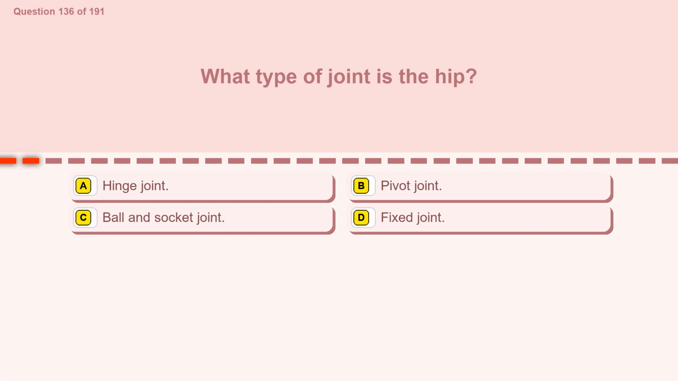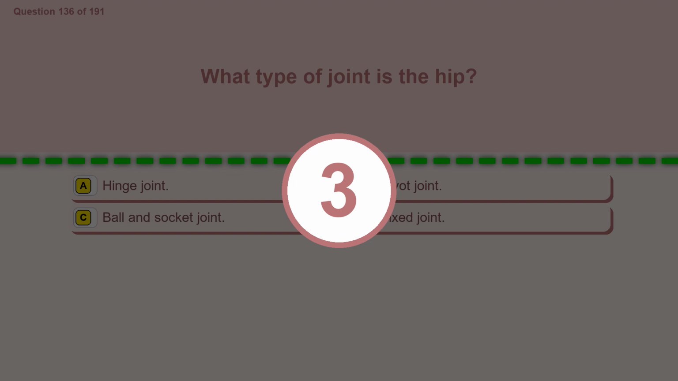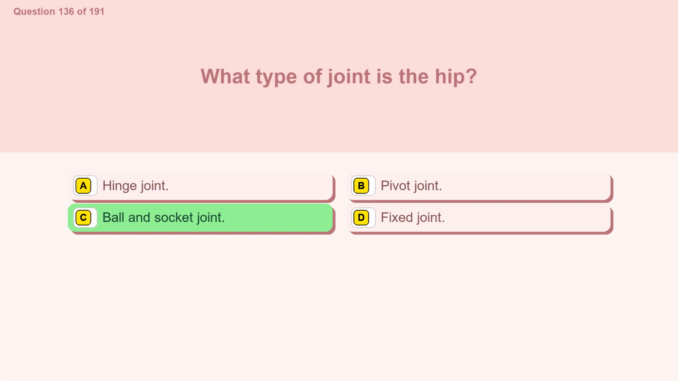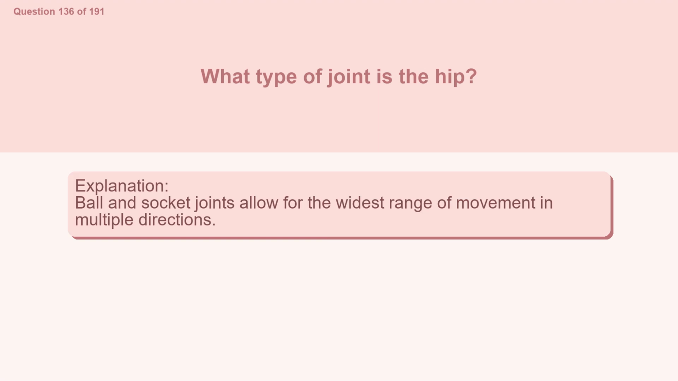Question 136. What type of joint is the hip? Option A, hinge joint. Option B, pivot joint. Option C, ball and socket joint. Option D, fixed joint. The correct answer is option C, ball and socket joint. Ball and socket joints allow for the widest range of movement in multiple directions.